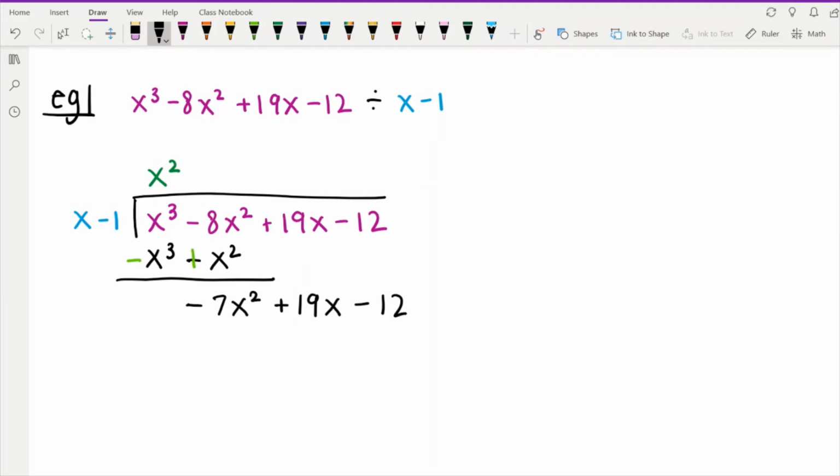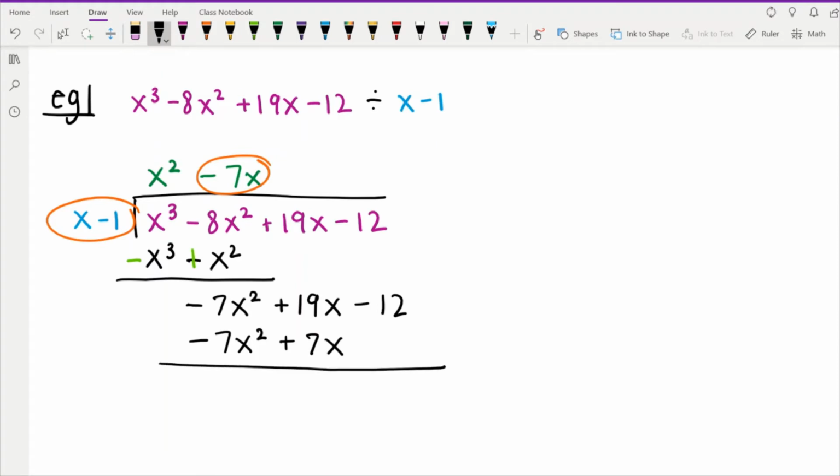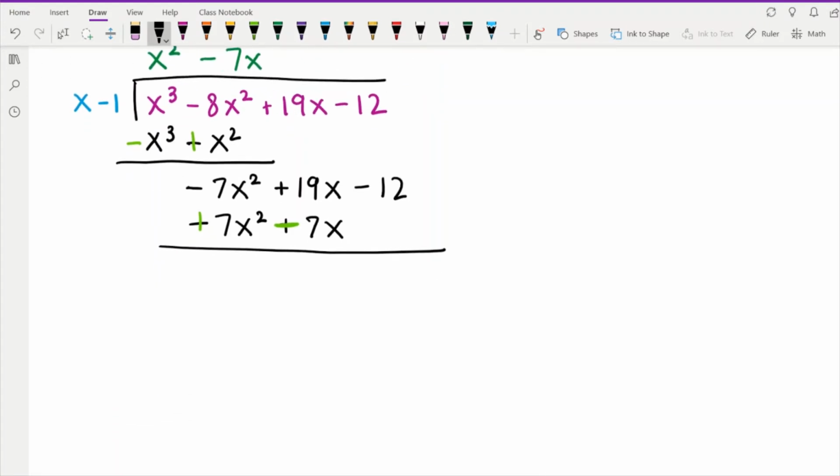Okay, so next up we're going to be dividing x into negative 7x squared. So that's going to be minus 7x. And so now we're going to multiply together negative 7x times x minus 1 and write the results below. So that's going to be negative 7x squared plus 7x. And now we need to subtract everything, so this will become plus and this will become minus. And so we're going to be left with, when we do that, 0. The 7x squareds cancel out, and then we're left with 19 minus 7 is 12. So we have 12x minus 12.